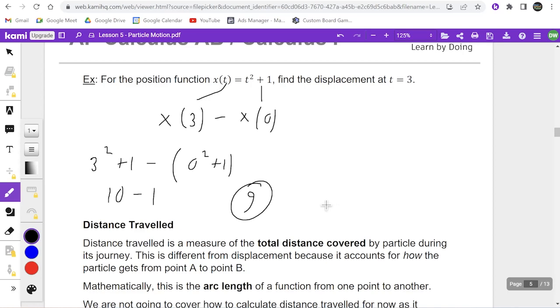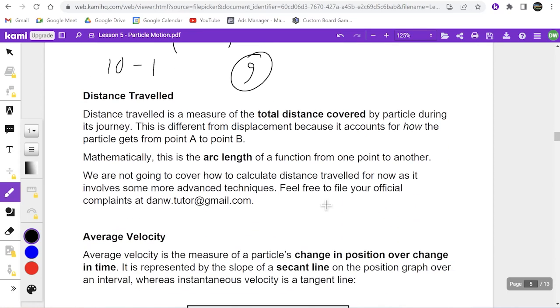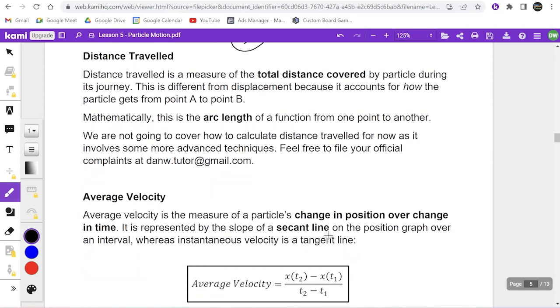Okay. Next, I give a little blurb about distance traveled. I don't know why I talk about it. I put a joke in there saying that you can talk to me about it, and I'll tell you if you're really interested. But for today, I'm just going to tell you to cross it out. We're not going to talk about distance traveled because honestly, it involves an integral, and we are not at integrals yet, and we'll only barely get to integrals at the very end of the summer, so we're not going to really talk about that today.